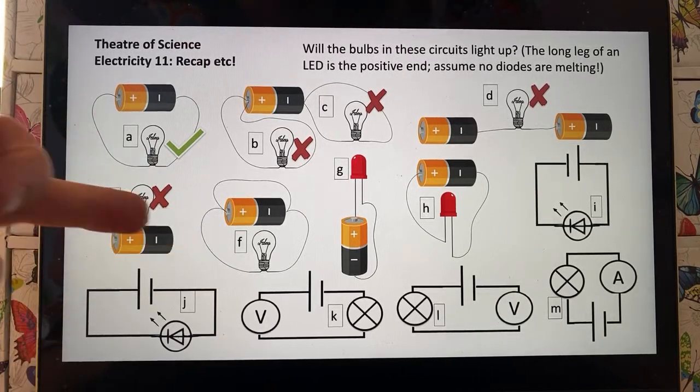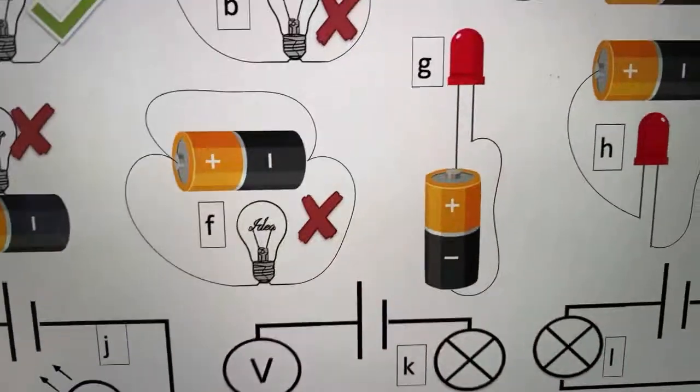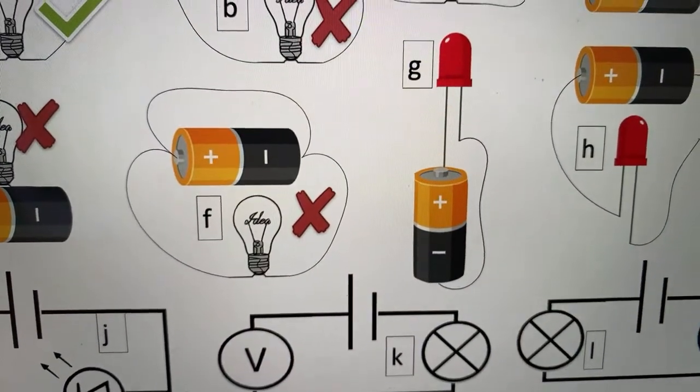F did cause a lot of people a lot of problems. On Facebook, a lot of people were telling me that F would light up. F will in fact not light up. This one with two wires, and one of the wires has a bulb in the middle. It's probably worth flipping you for that one.